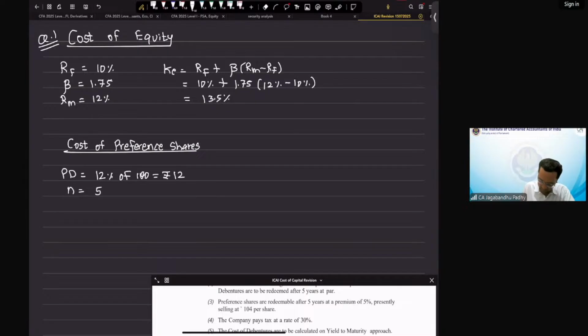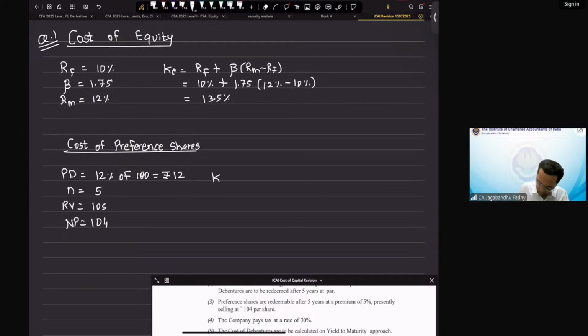Number of years is going to be 5. What's the redemption value? It's going to be redeemable after 5 years at a premium of 5%. So obviously redemption value is 105. Net proceeds is 104. Right. So now we have these numbers.